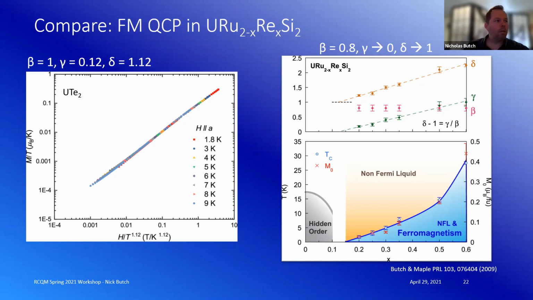Can I ask a related question? Yes. How temperature dependent is M versus H? The reason I ask is I'm looking at this plot, and you're plotting M over T versus H over T to something close to 1. And so it just seems like if you had a temperature independent curve, it would also move up and to the right as you cool down, if you know what I mean.